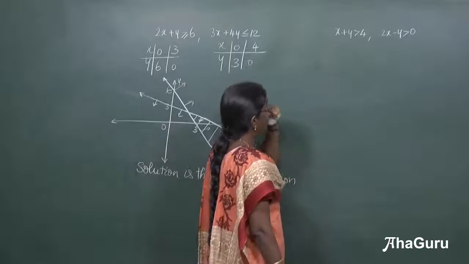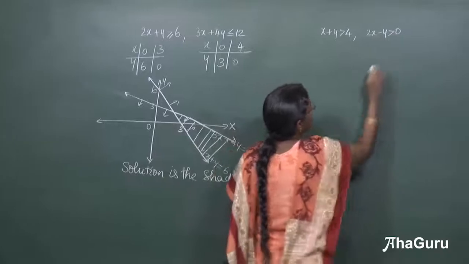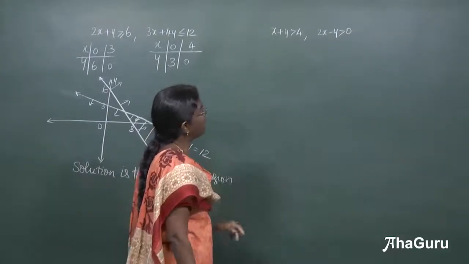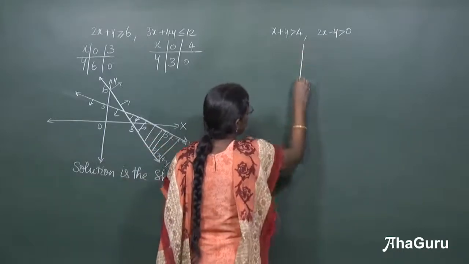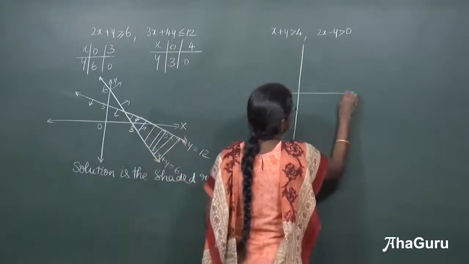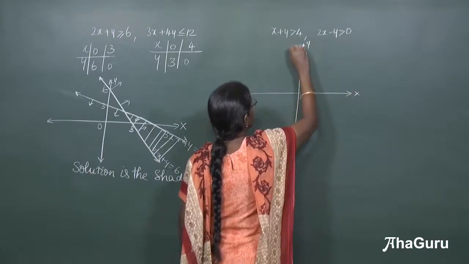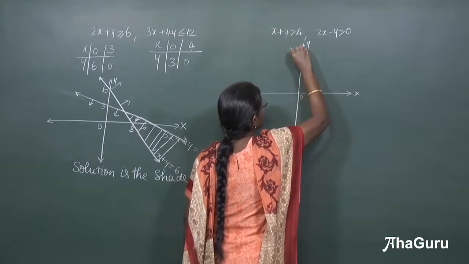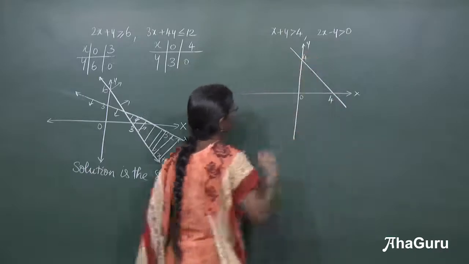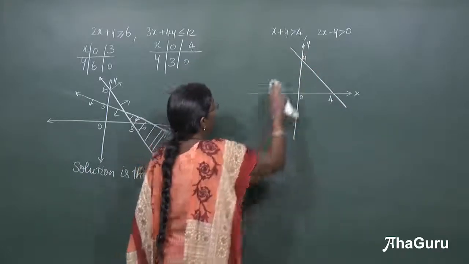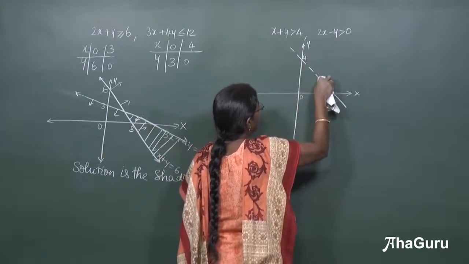We will now move to these two inequalities, x plus y greater than 4, and 2x minus y less than 0. This 2x minus y less than 0 passes through the origin. Here it cuts the x axis and y axis at x is equal to 4. And it is a strict inequality, so we will make it a dotted line here.